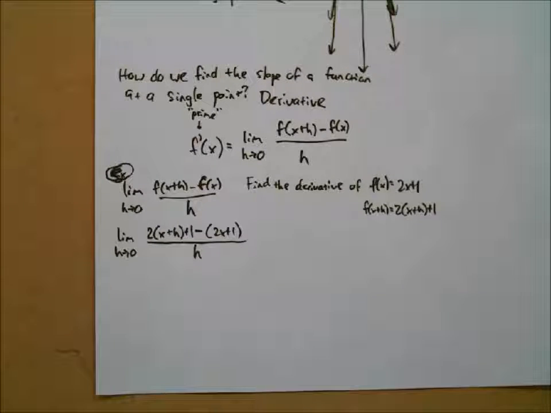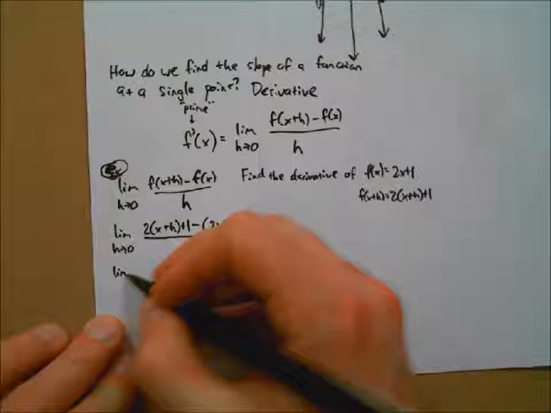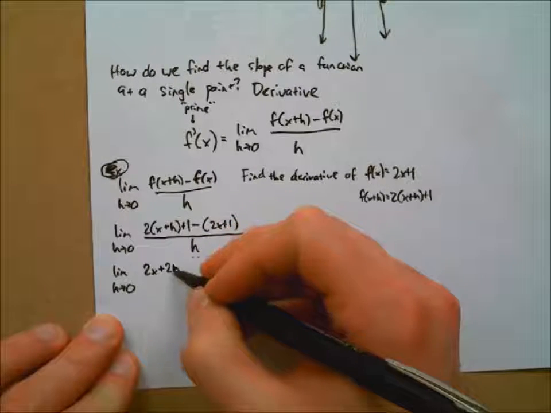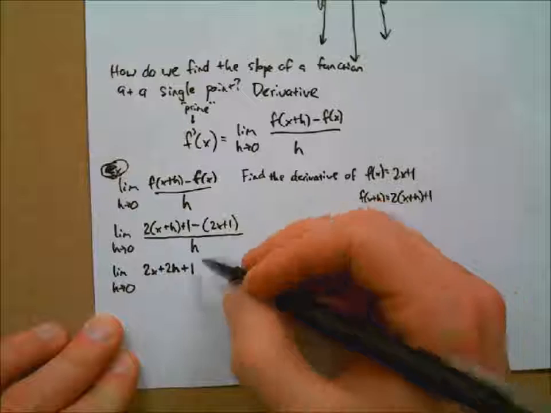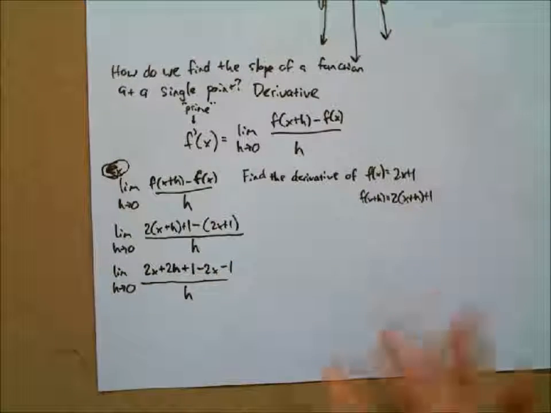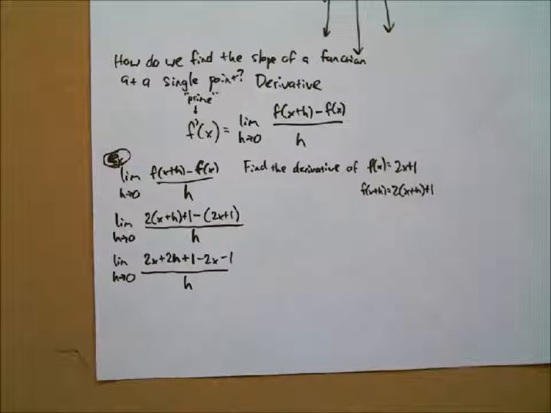All right. What can we do to simplify this expression? What will be a good next step? Distribute the 2. Also distribute the minus sign as well, right? So I'll go ahead and do both of those. Distribute the 2, so we get 2x plus 2h plus 1, and then distribute the minus, so minus 2x minus 1, all over h. That definitely looks messier, but there's stuff that cancels out, right? What simplifies here?